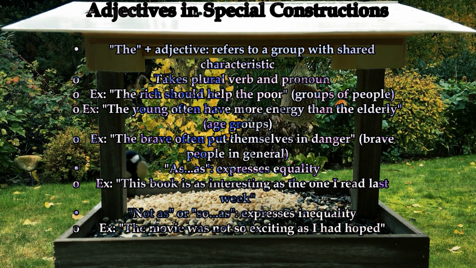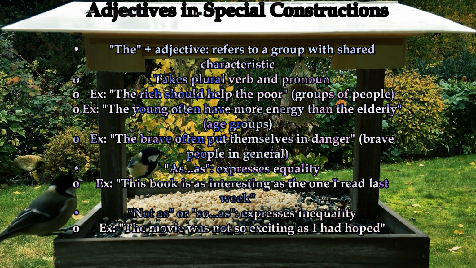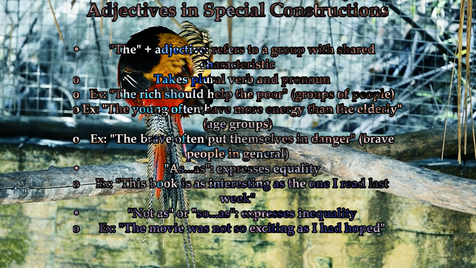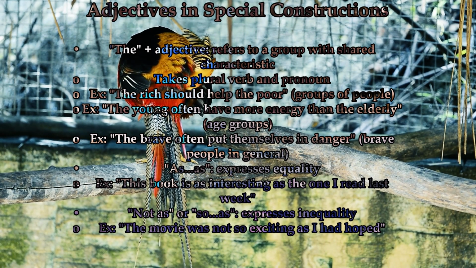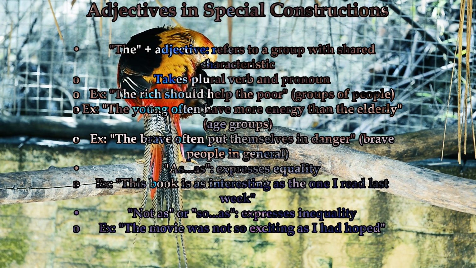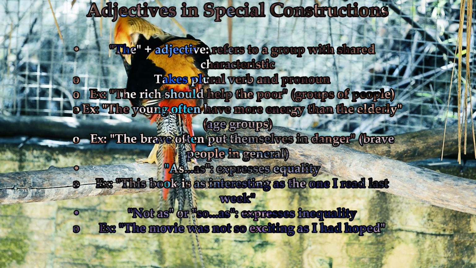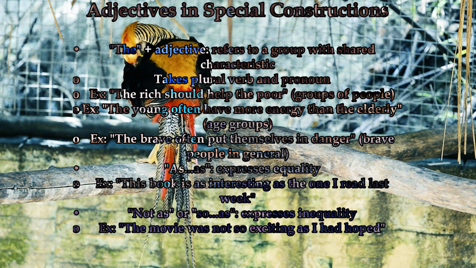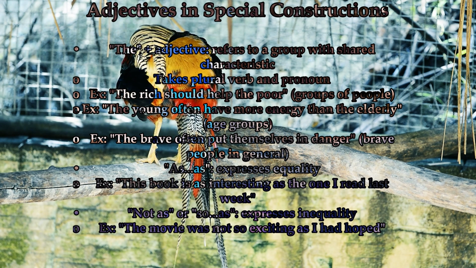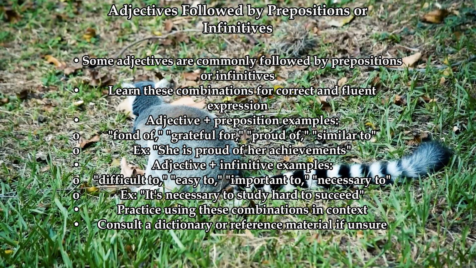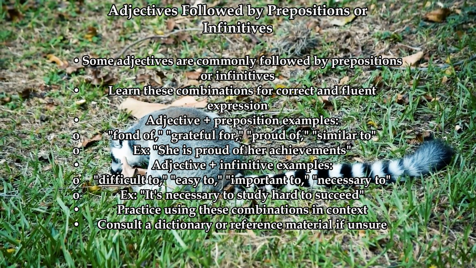Another special construction is as...as for expressing equality, and not as...as or not so...as for inequality. For example, 1. This book is as interesting as the one I read last week. This sentence expresses equality. 2. The movie was not so exciting as I had hoped. This sentence expresses inequality.